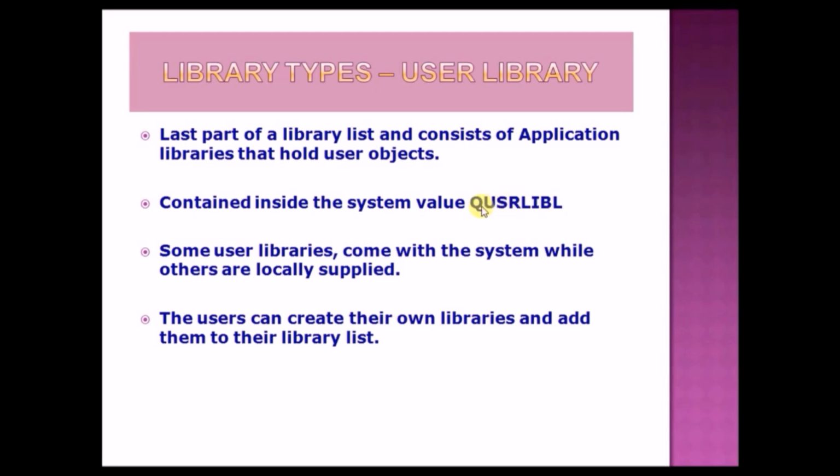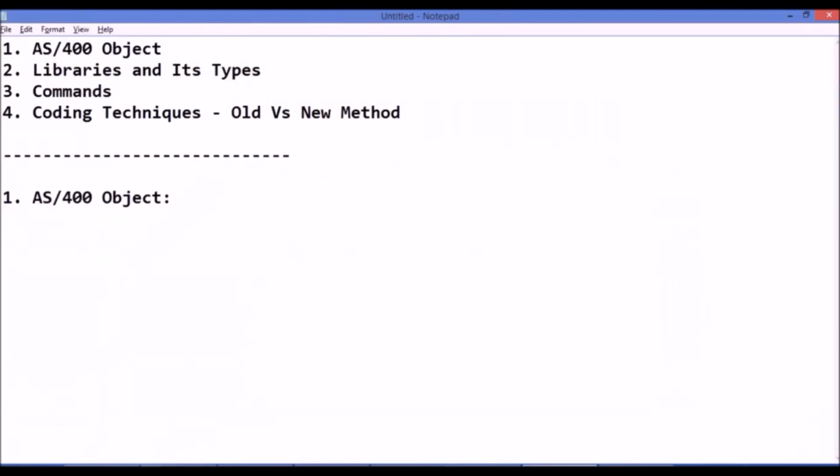Let's first of all quickly understand this user defined library list, that is this system value QUSR LIBL. Basically, under IBM i, we have two defined sets of system values. And what are those two system values? The first one is the system library list, that is QSYS LIBL.